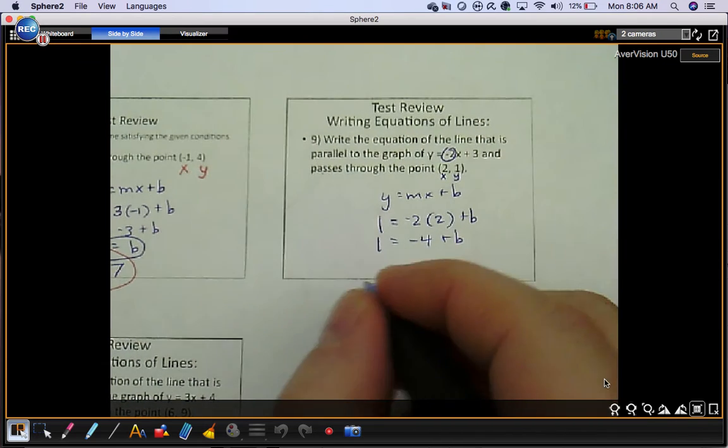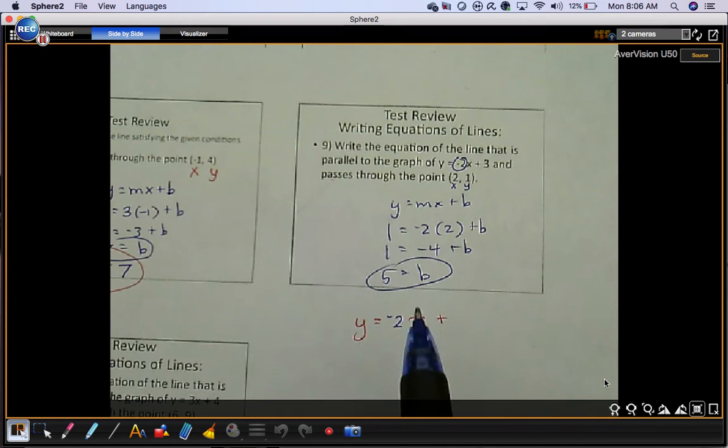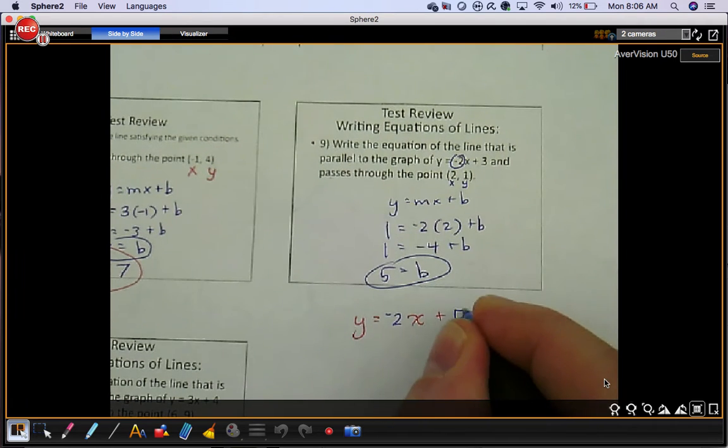Add 4 to both sides. You just solved for the y-intercept. That means that this equation is going to cross the y-axis at 5.